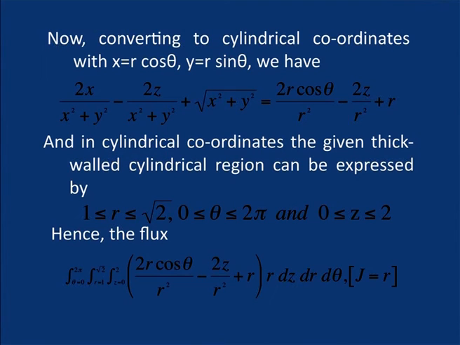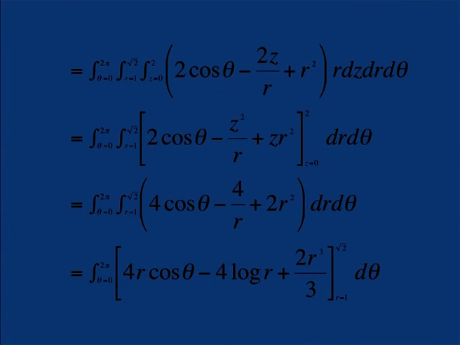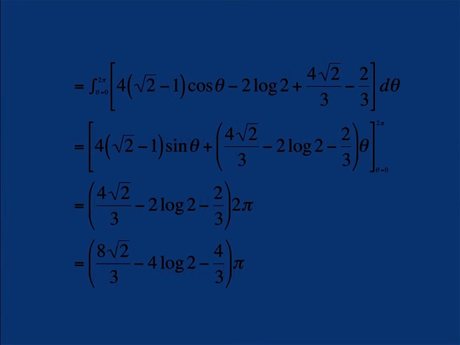Hence the flux is equal to the integral of theta from 0 to 2 pi, r from 1 to root 2, and z from 0 to 2 of the integrand 2r cos theta upon r square minus 2z upon r square plus r, multiplied by r, dz dr d theta. On simplification of this integral, we finally find the value as 8 root 2 upon 3 minus 4 log 2 minus 4 by 3 pi.